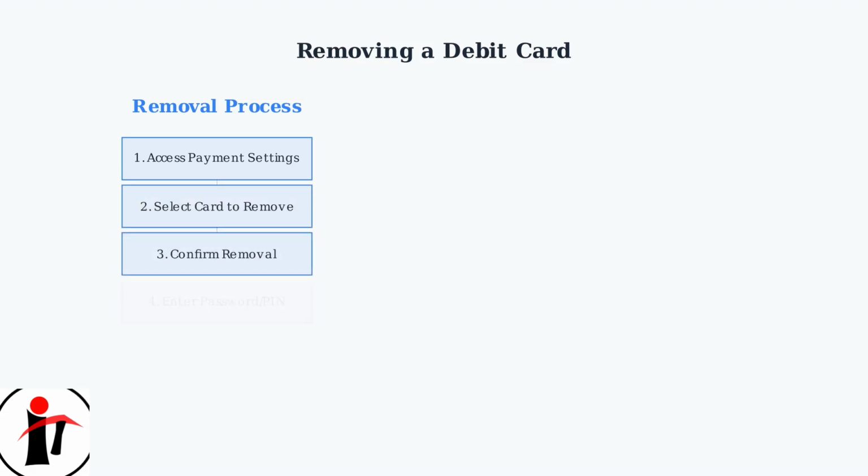When you need to remove a debit card from your Remitly account, the process involves 4 simple steps. First, access your payment settings through the app or website. Next, select the specific card you wish to remove from your list of payment methods. Then confirm the removal action, which will require you to enter your password or PIN for security verification.